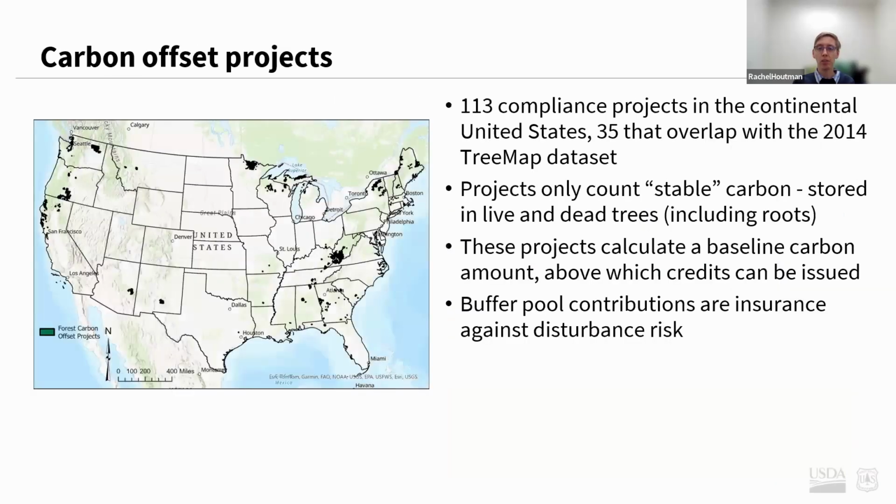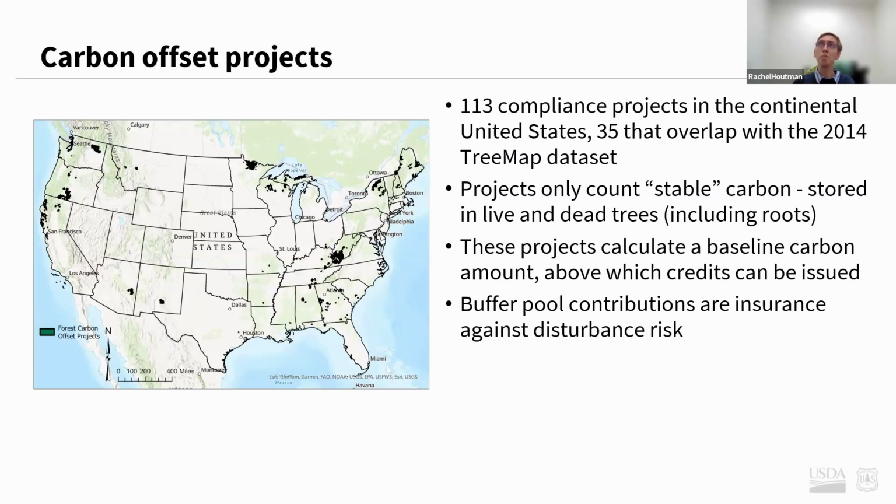Just to talk a little bit about the carbon projects we're looking at. This is the compliance market from CARB. These are publicly available data sets. There are 113 compliance projects. I think there are actually more than that now, but when we pulled these projects, that was what we were at. And then 35 of those projects overlap with the 2014 TreeMap data set. That's going to be important because we're going to compare some of the TreeMap data with those carbon project data.